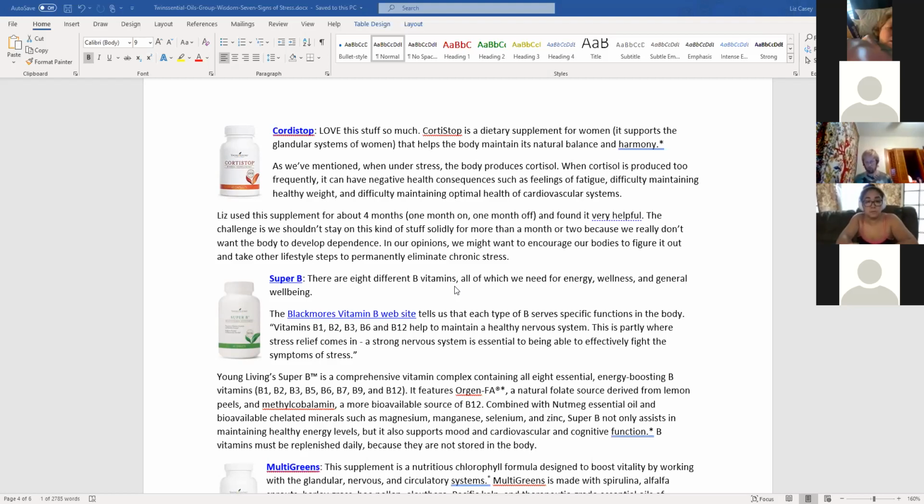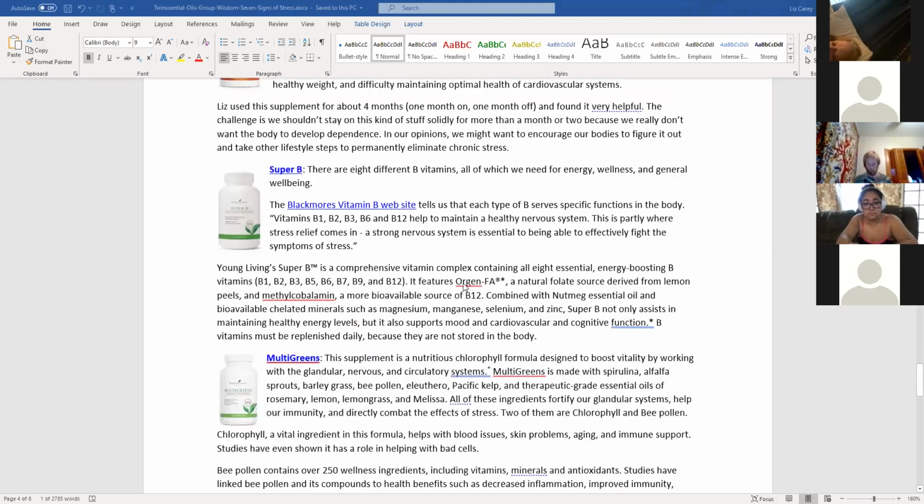B vitamins do not get stored in our bodies. They have to be added to our bodies every day. Your body, when it's done with it, lets it go. It flushes it out by way of your urine and sweat and so forth. And so we need to replenish B vitamins every single day. They're amazing, and this formula is awesome.